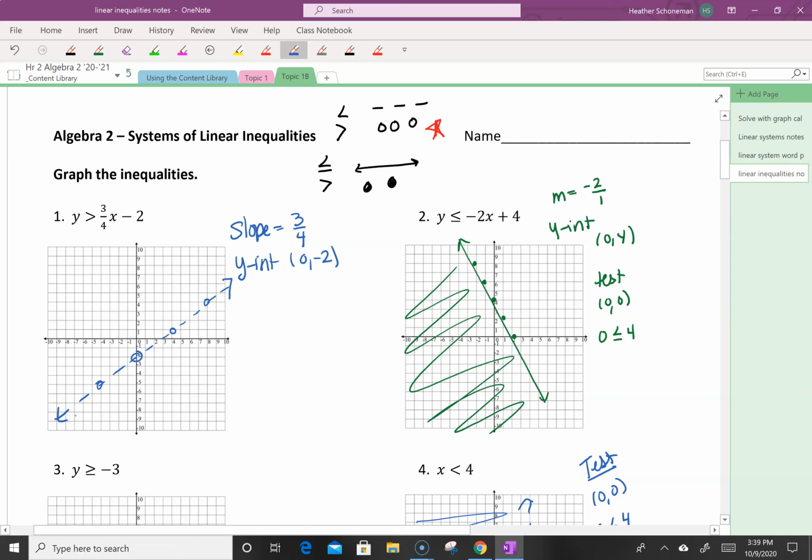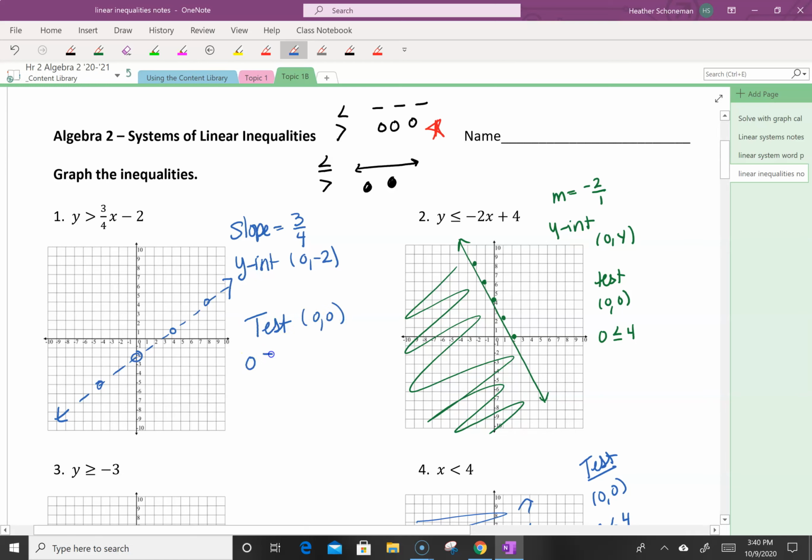Now, that's the first half of the problem. The second half of the problem is to figure out which side to shade. We need to shade the true side of the graph. To decide which side is true, we're going to pick a point and test it. If that point works, we know that point is located on the true side, and we'll shade that side. If that point does not work, we know that point is located on the false side, and we need to shade the other side. So the test point I am always going to use, unless my line goes through it, is the point (0, 0).